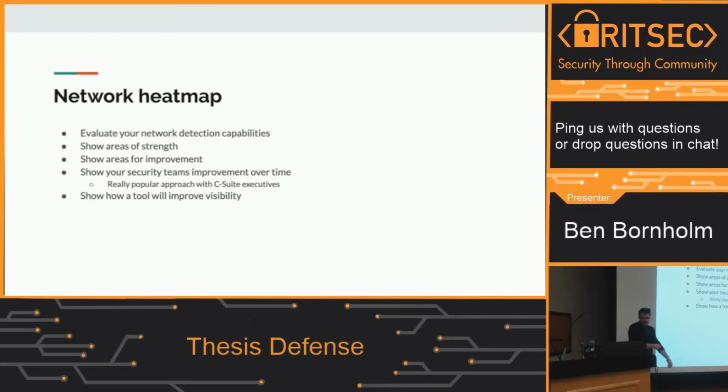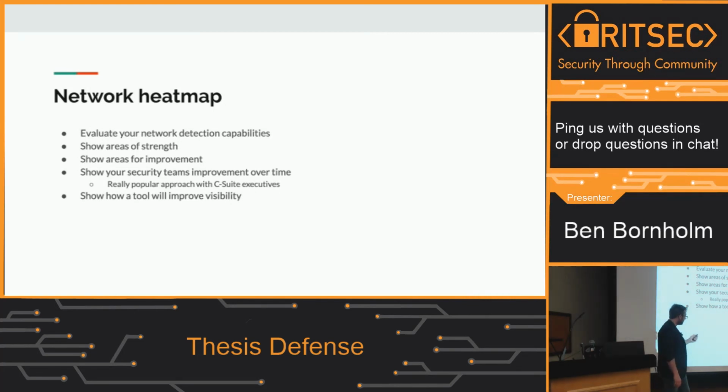All right. The network heat map, this is actually a really cool thing, as I've shown you guys a couple of times throughout this presentation. Evaluate your network detection capabilities. When you evaluate your detection capabilities, you will have some type of color scale. You can say everything that's green on our heat map is areas where we have detection, and everything that's red is areas for improvement. And you can show your security team's improvement over time. If you create a heat map at, say, Q1, and you build a lot of security controls on the network side, you can show that your detection has gotten better over time because more of those cells should go from red to green.